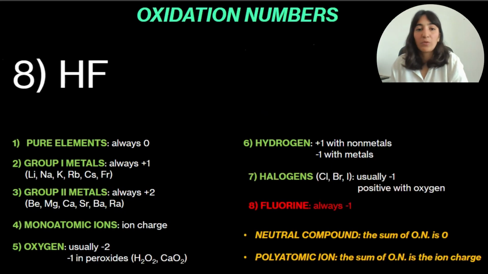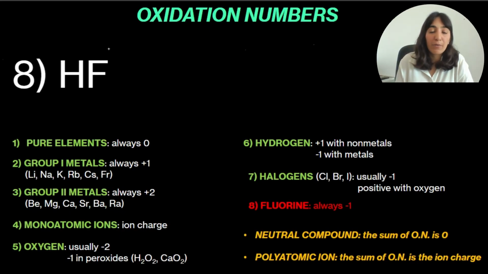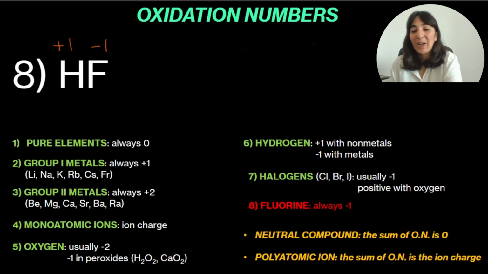Now, let's move on. Fluorine. The rule is that fluorine in compounds has always an oxidation number of -1 because it's the most electronegative element on the periodic table. This means that fluorine here has an oxidation number of -1. This is a non-metal, and so hydrogen has an oxidation number of +1. And this makes sense because HF is a neutral compound and +1 minus 1 equals 0. So this is correct.